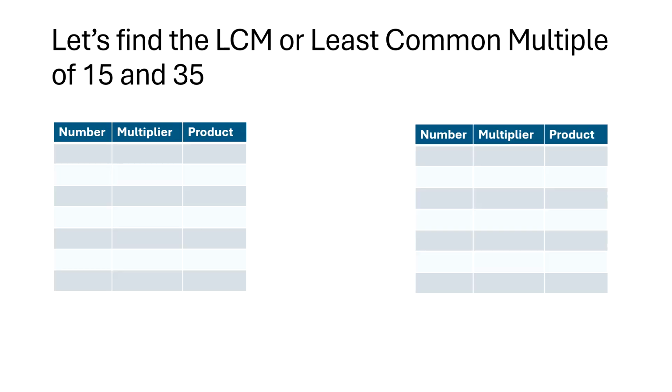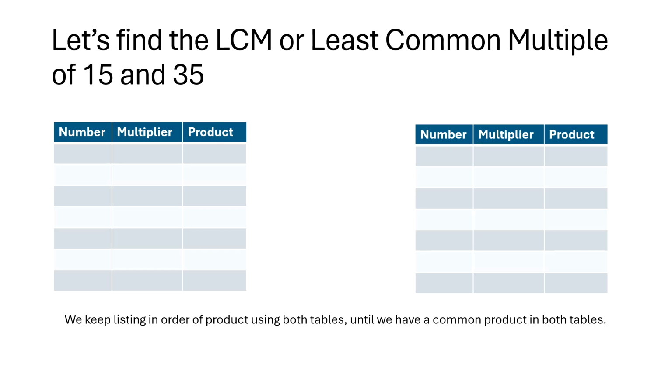Let's find the LCM, or least common multiple, of 15 and 35. We keep listing in order of product using both tables until we have a common product in both tables. So the first table is 15 times 1 equals 15. Then we do 15 times 2 is 30. Second table, 35 times 1 is 35.